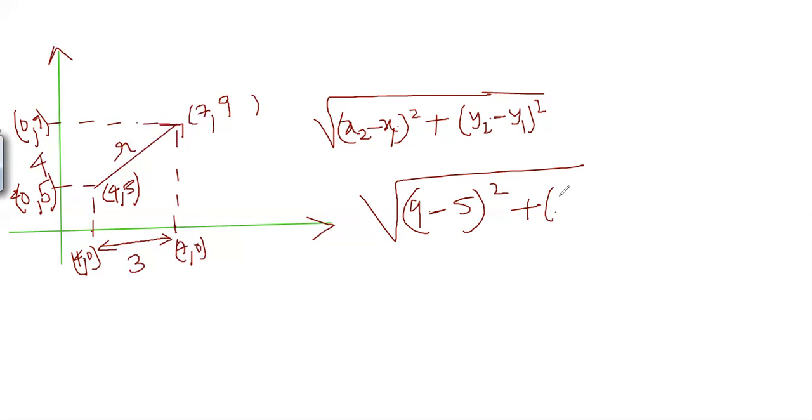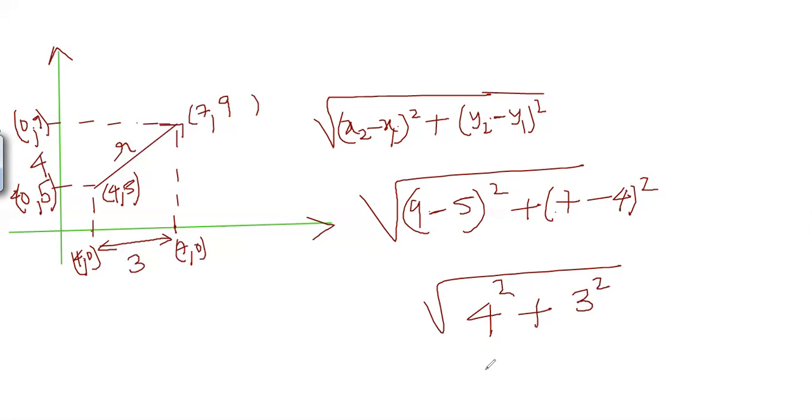So 7 minus 4 here, whole square. What would that be? This would be 4 square, 16, plus 3 square. How much would that be? 25. This is 5. So the length of the vector I got is 5. Is this understood? This is simple mathematics which you already did in 10th standard. Now I am going to extend this knowledge of yours to a known concept.